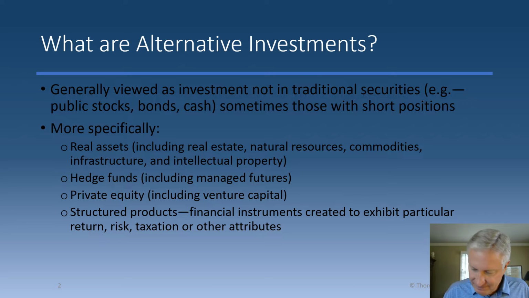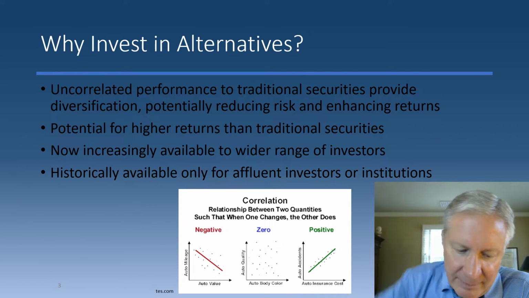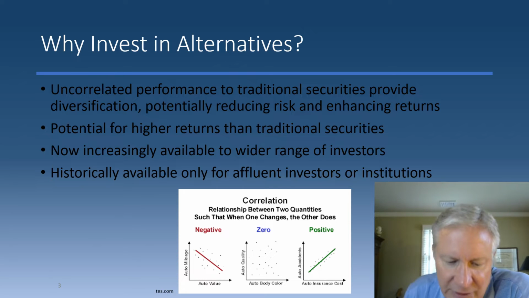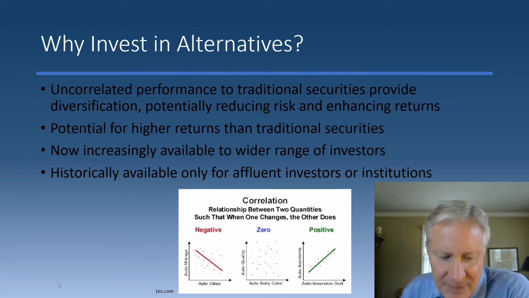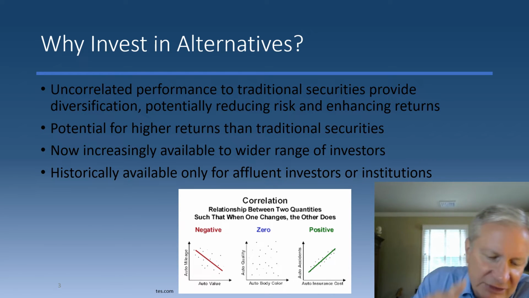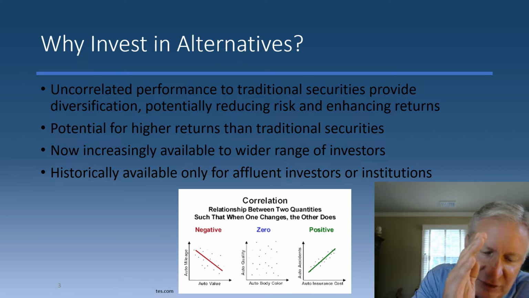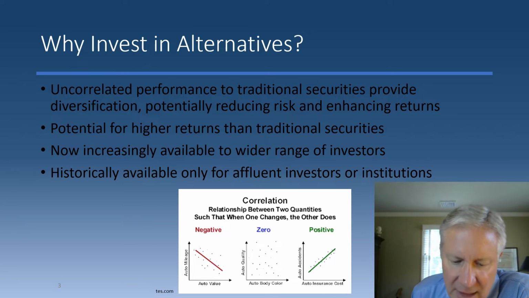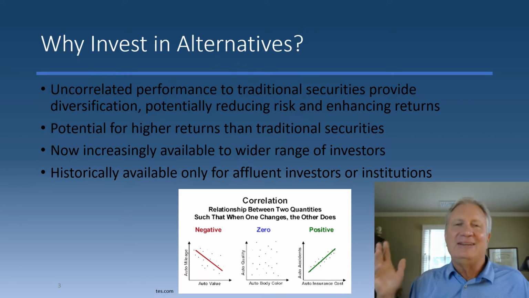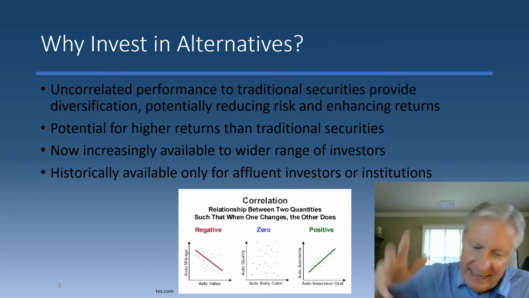All right. Why invest in alternatives? Look at this chart at the bottom. It shows the correlation between 2 quantities, right? So this is looking in particular at automobiles, just as an example, right? So notice that when the auto mileage is higher, the auto value is less. When the auto mileage is lower, the auto value is greater. Notice, and so there's a correlation. It's a negative correlation. As mileage goes up, value goes down, negative.